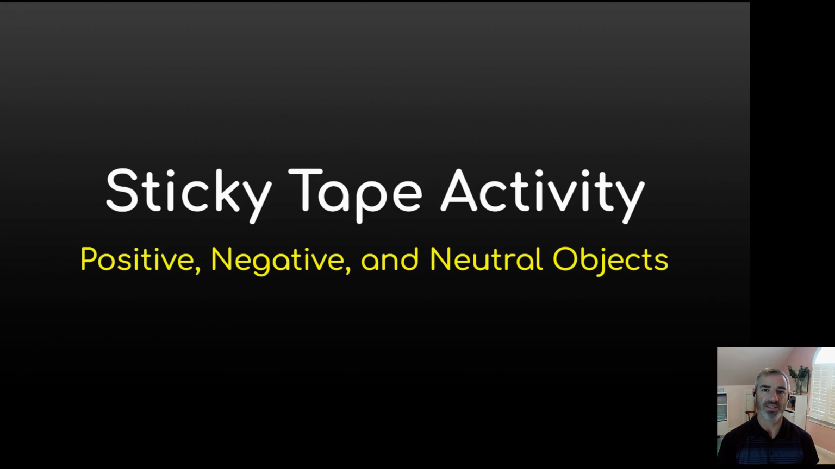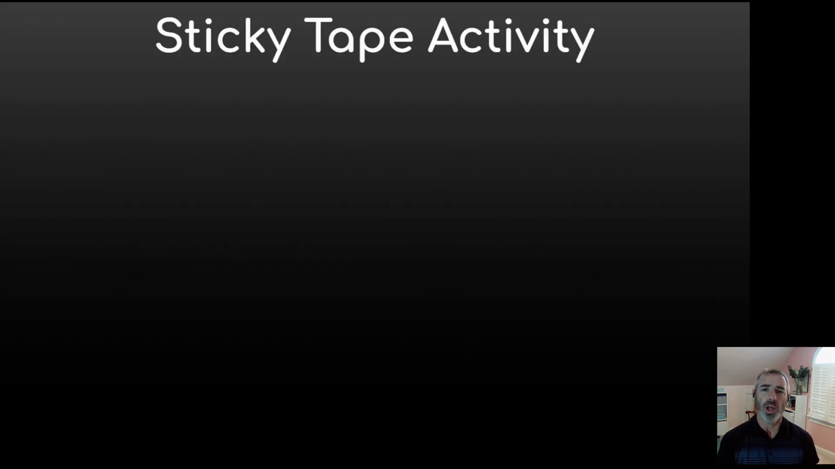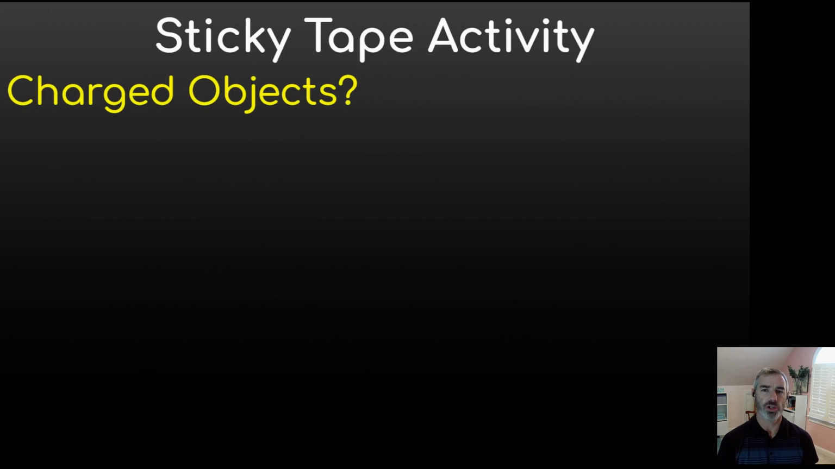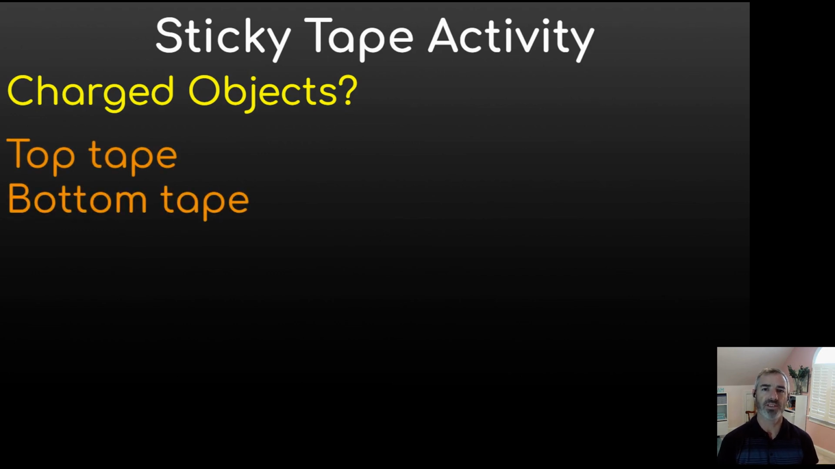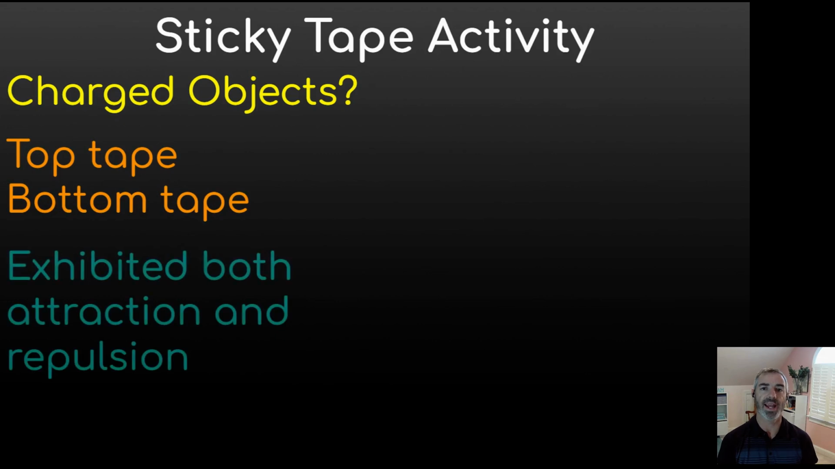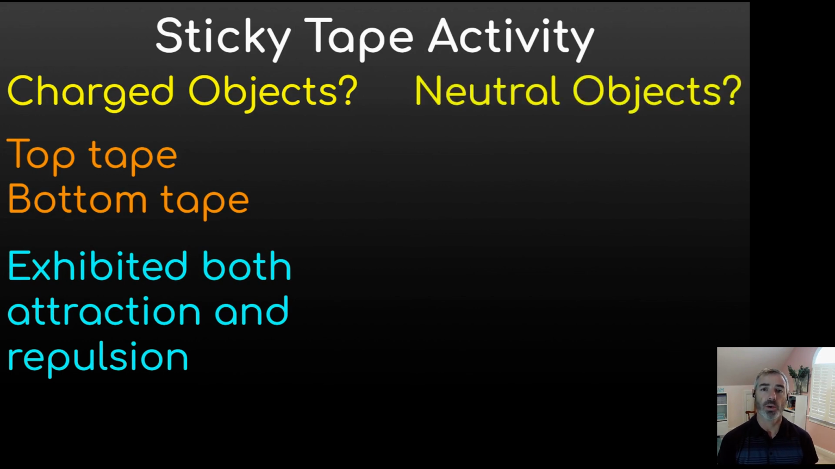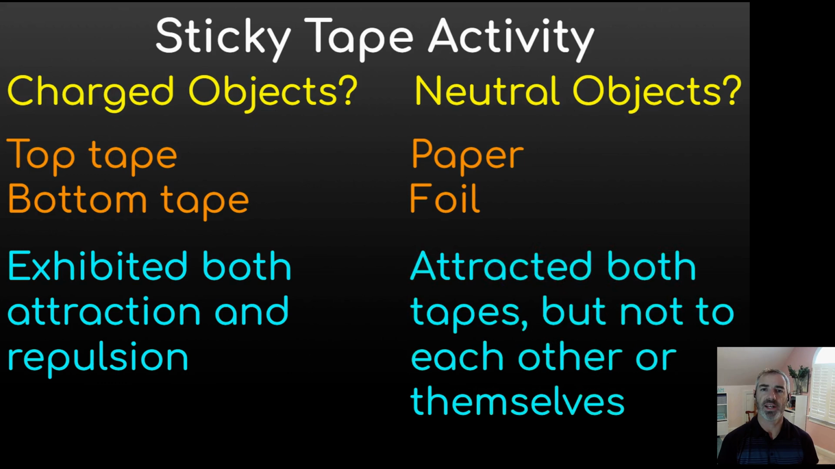So let's go ahead and recap the sticky tape activity. Of the objects, which ones do we believe had a charge? Well, the tapes are the ones that had a charge, the top tape and the bottom tape. The reason for that is they both showed attraction and repulsive behaviors, which is why we know that those have charges. And the neutral objects we know are the paper and the foil. The reason for that is they attracted both objects, but they did not attract or repel each other. So they did not exert any repulsion with each other.